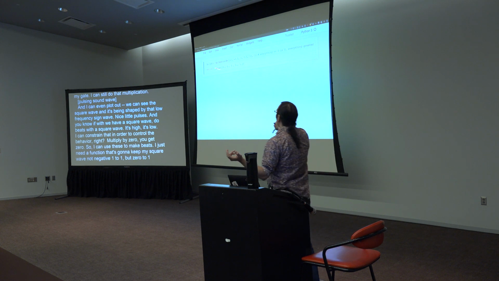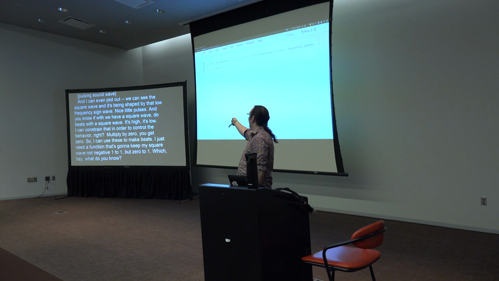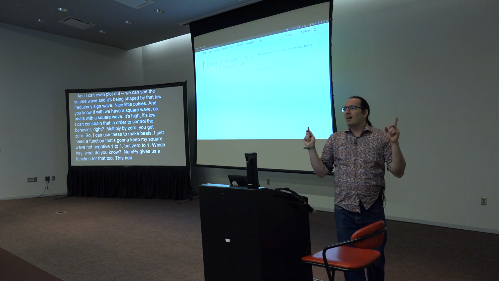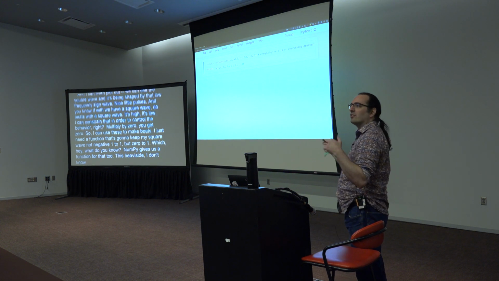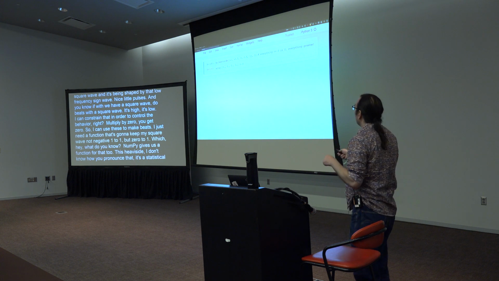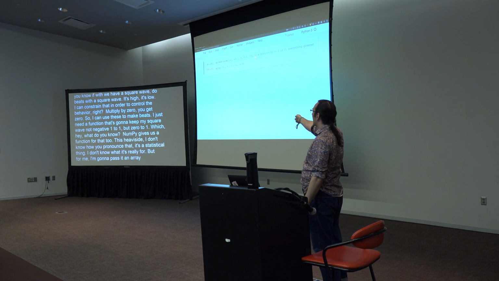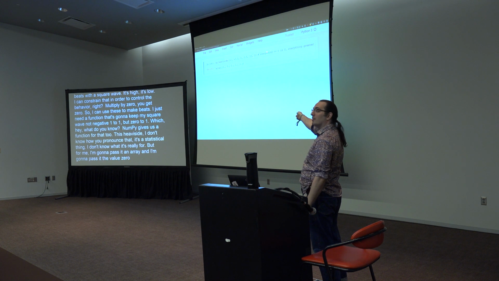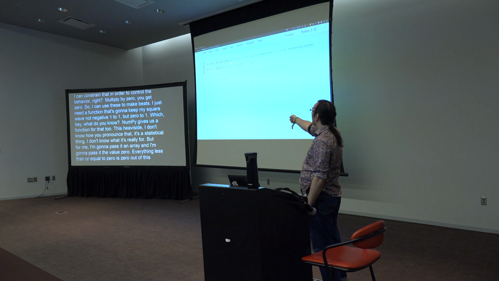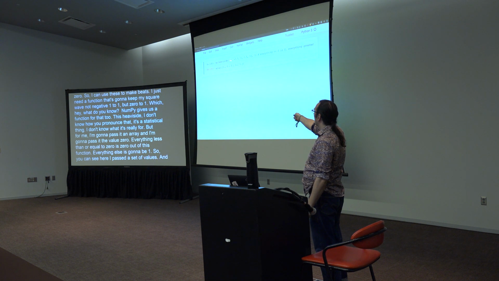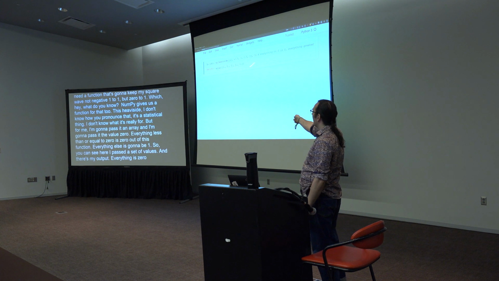Which, hey, what do you know? NumPy gives us a function for that too. This heaviside, honestly, I don't even know how you pronounce that. It's a statistical thing. I don't actually know what it's really for. But for me, I'm going to pass it an array, and I'm going to pass it the value 0. Everything less than or equal to 0 is 0 out of this function. Everything else is going to be 1. So you can see here I passed a set of values, and there's my output. Everything 0 or less turns into 0. Everything else turns into 1.